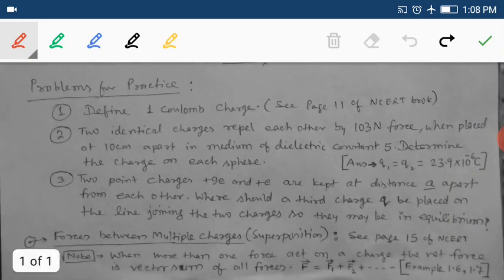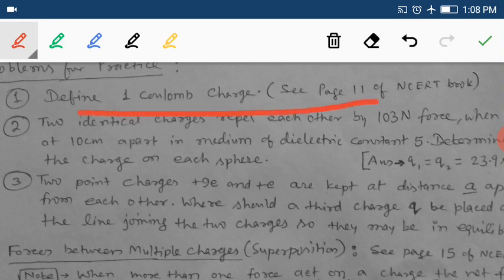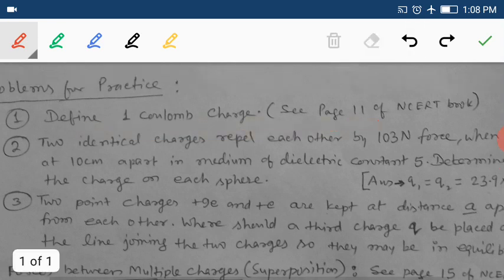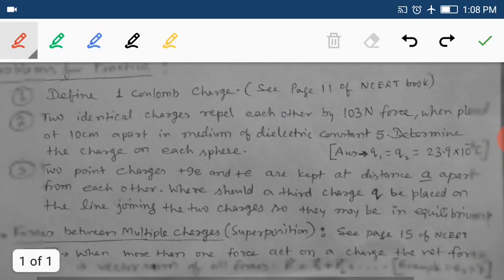I'm not giving the solutions here, but very soon, if you require, I will give you the solutions also. See here, first question: define 1 Coulomb charge. ठीक है, define 1 Coulomb charge on the basis of Coulomb's law actually. So the answer you will get on page number 11 of the NCERT book, not very difficult, very easily you can search it. ठीक है, दूसरे क्वेश्चन की बात करते हैं.